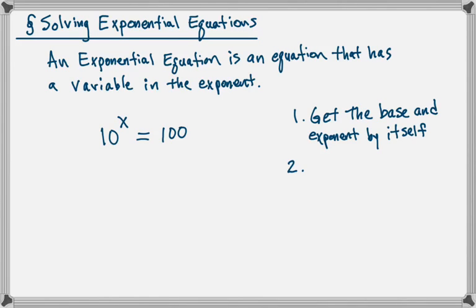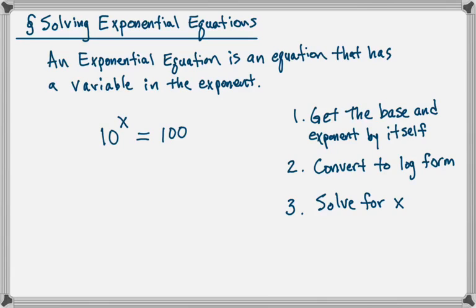The next thing I would do is convert that to logarithmic form. And then the last thing I would do is solve for the x. So this one's already by itself. If I want to convert this to logarithmic form, I always start with the base. The base on this one is 10. So I would write this as log base 10 of 100, and that would equal whatever is in the exponent, which on this one happens to be x.